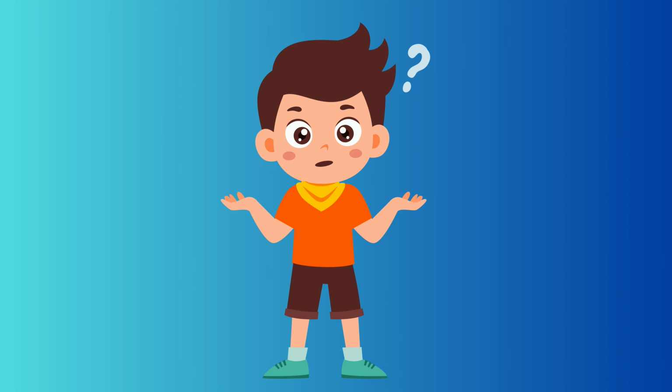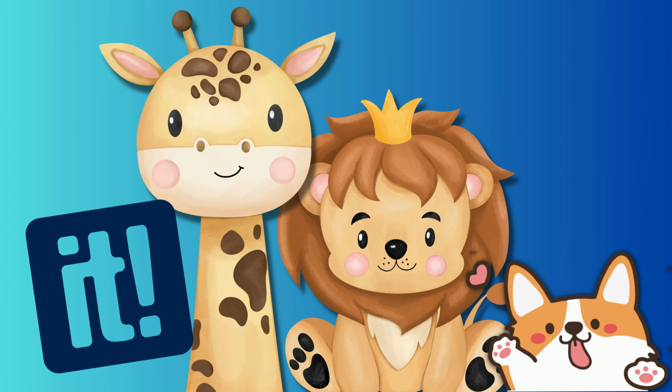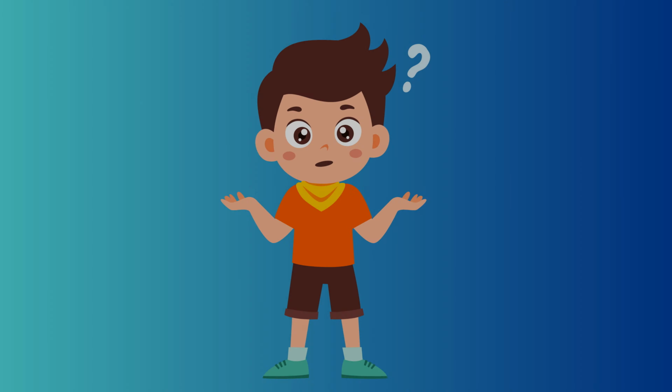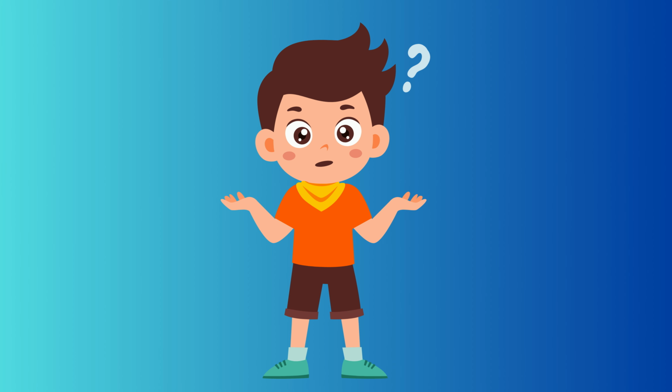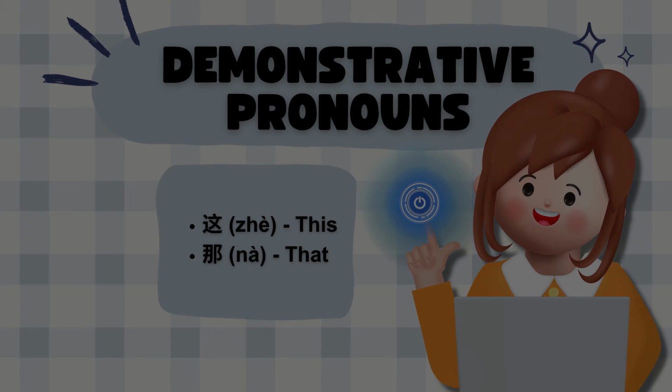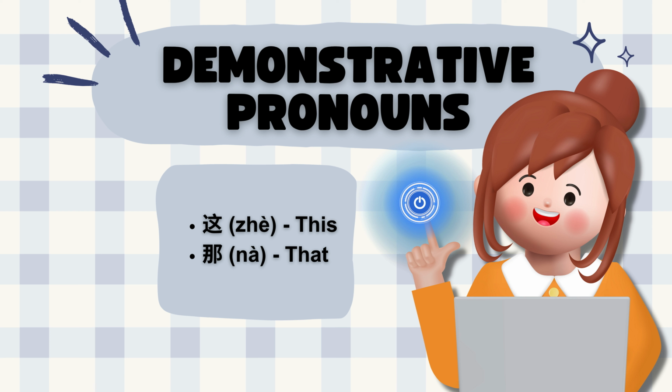So then, what is the word it used for in Chinese? Well, it mostly hangs out with animals. So, when you're referring to an animal, it would be correct to use it. So now you might be wondering, if we can't say it, how do we talk about inanimate objects properly? Well, we have our trusty demonstrative pronouns.